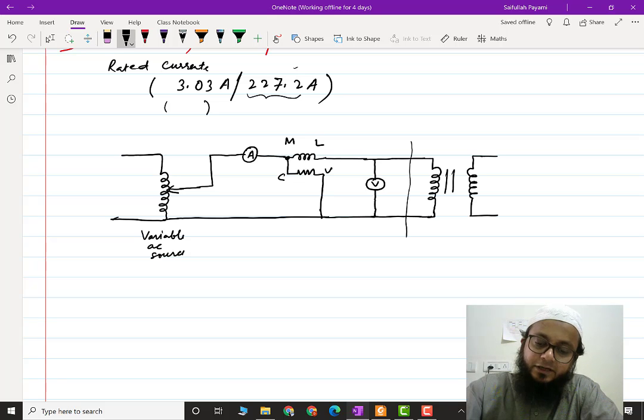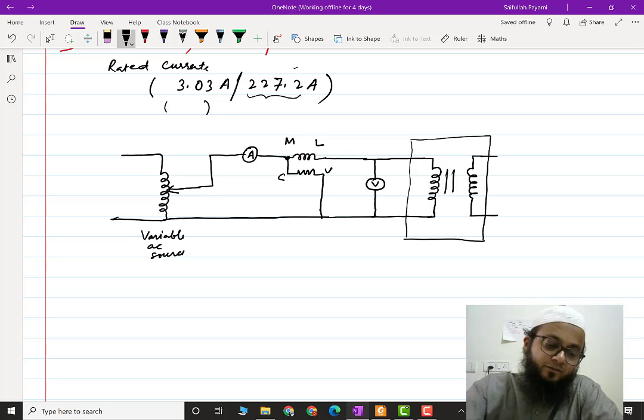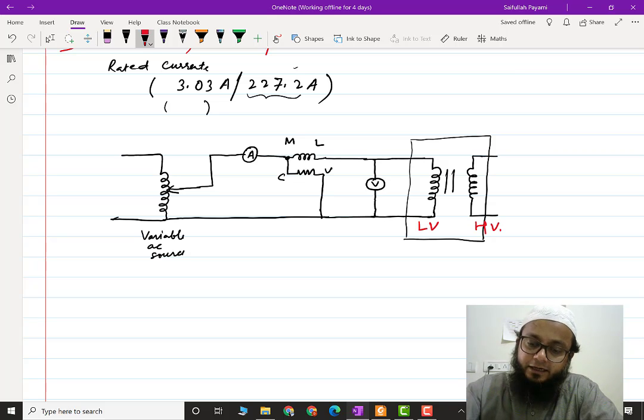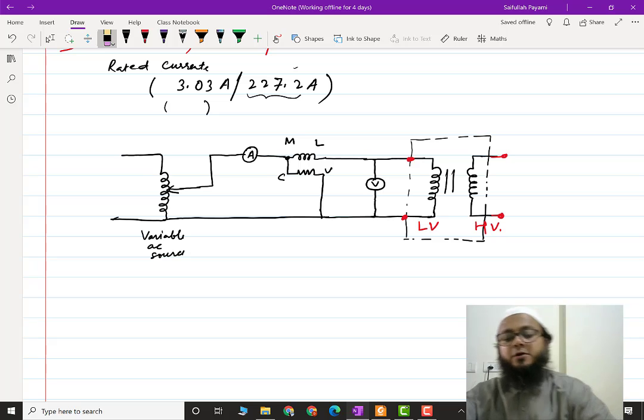So this is the actual, real transformer, or the practical transformer. So this side would be the LV side, and this side would be the high voltage side. That means this side we keep it open. High voltage side we keep it open, and at the low voltage side we perform the experiment. Okay, so all these instruments are connected at the low voltage side. This is just the representation. So the secondary is kept open, and you need these things to find the parameters of the transformer.